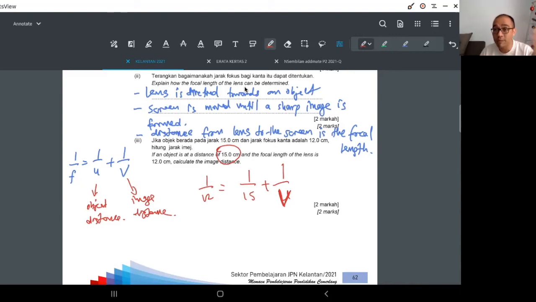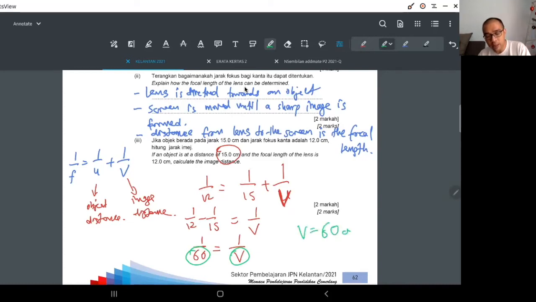The first thing is, you move the 1 over 15. So it'll be 1 over 12 minus 1 over 15 equals 1 over v. Then you get 1 over 12 minus 1 over 15, you get 1 over 60. So 1 over 60 equals 1 over v. Logically, if 1 over 60 equals 1 over v, therefore v equals 60 cm. Done. It's a very simple calculation, but I'm always amazed at how people can still get this wrong after so long.